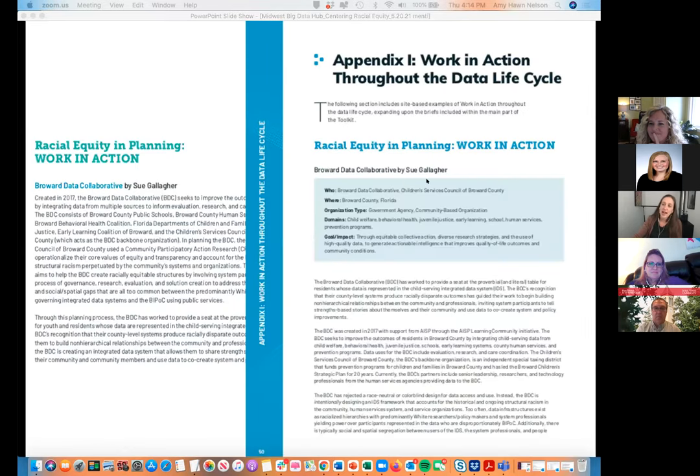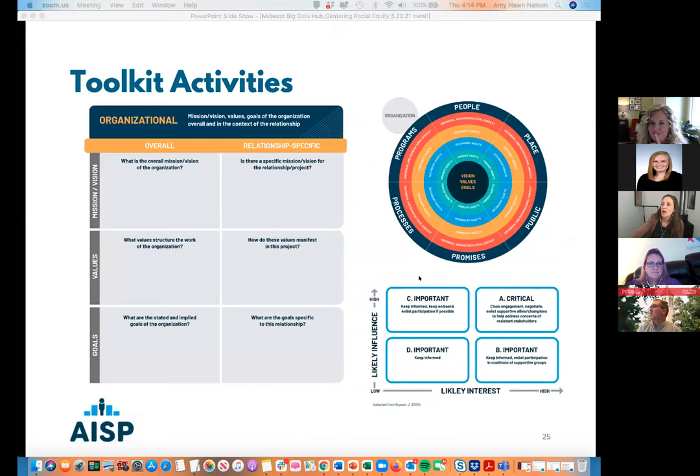There's also work in action for each of these. There's a short form that's on the left, and then there's a long form for those of you who love appendix reading, which I know there's probably a group of you in this presentation. There are also activities for walking organizations through this work, because thinking about racial equity is very individual focused, and it's also organizational focused, right? We can have really interesting organizational habits when it comes to race. So these can be helpful.